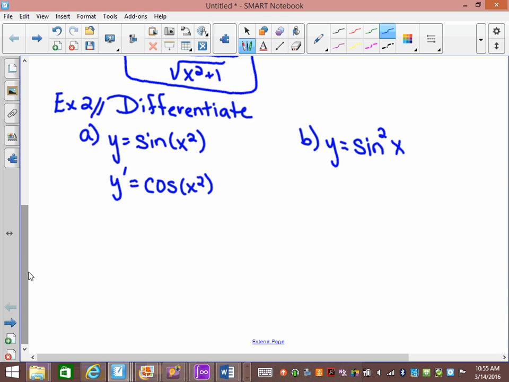Okay? So we do just the same thing as we did before. If we did sine x, the derivative of that would be cos x. So for sine x squared, the derivative is cos x squared. But I told you whenever you differentiate, you have to differentiate everything at some point. What have we not taken the derivative of?